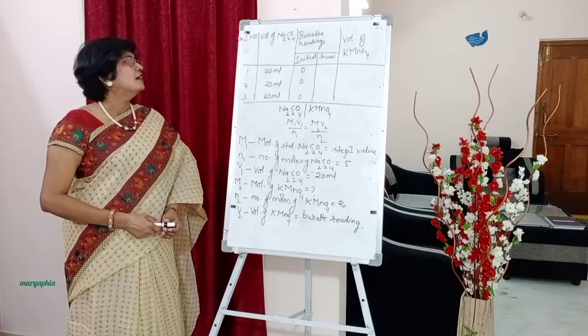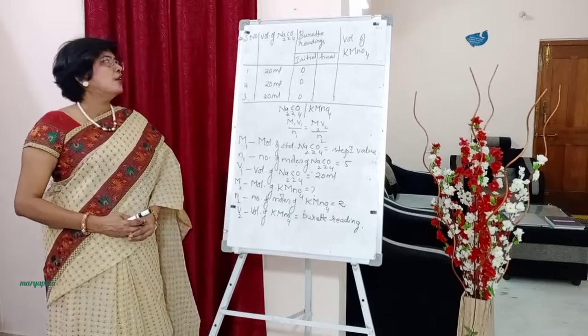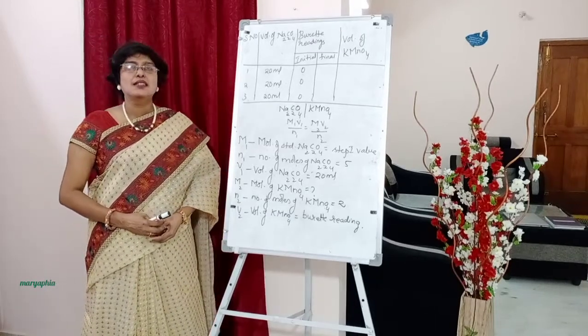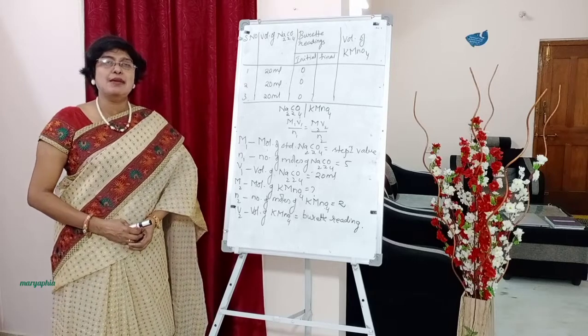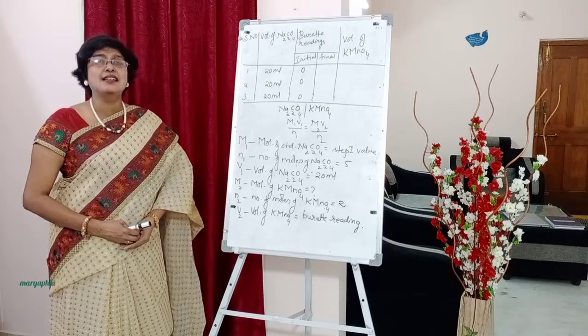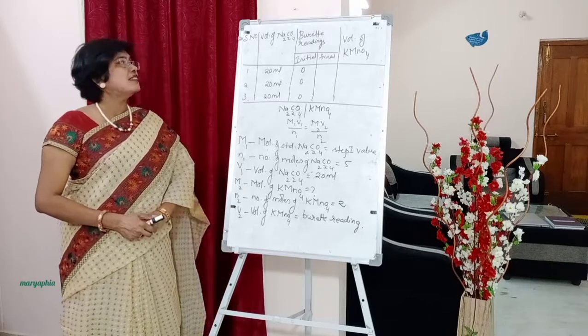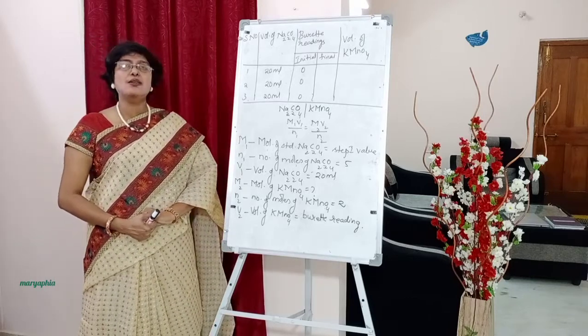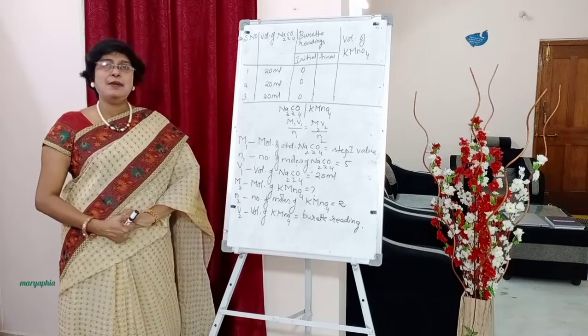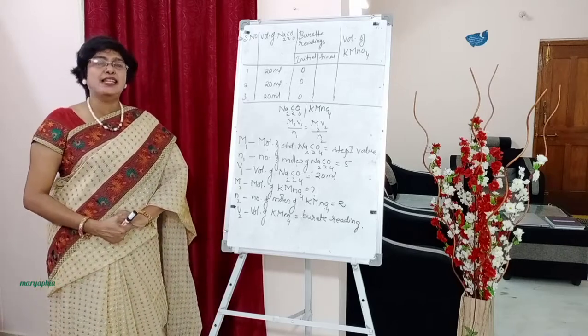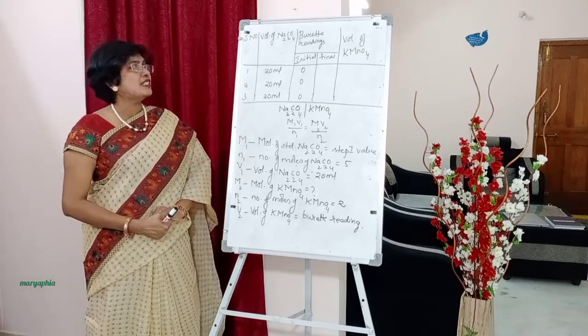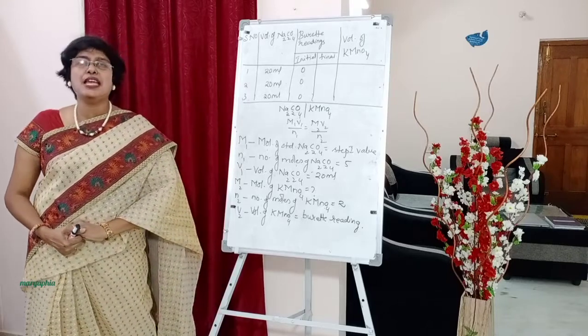Okay. Serial numbers 1, 2, 3. Volume of Na2C2O4: 20 ml, 20 ml, 20 ml. Why? Because we have pipetted out 20 ml of the standard solution. Next, initial burette readings 0, 0, 0. Final will be the burette reading at which we get the end point. Final minus initial gives us the volume of KMnO4.